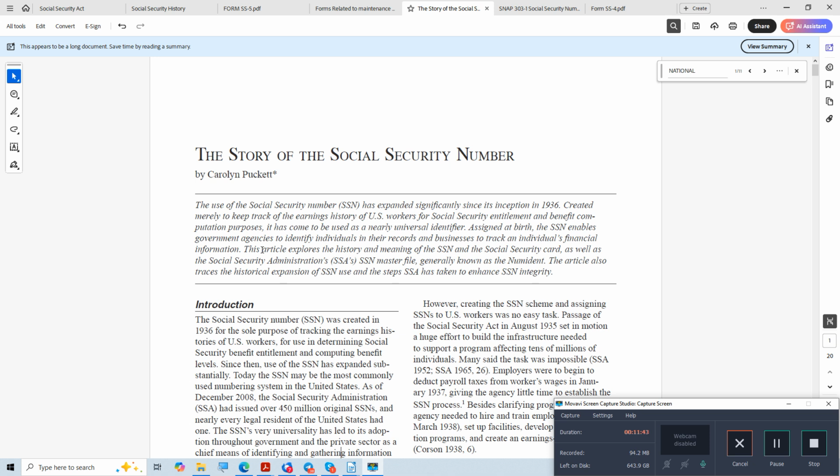Assigned at birth, the SSN enables government agencies to identify individuals in their records and businesses to track the individual's financial information. This article explores, well, part of that problem is when you contact Social Security or they contact you, look at what you get. I'm sure it's coming to you with a middle initial name, right? Robert A. Rutluski. Well, I don't have a middle initial.